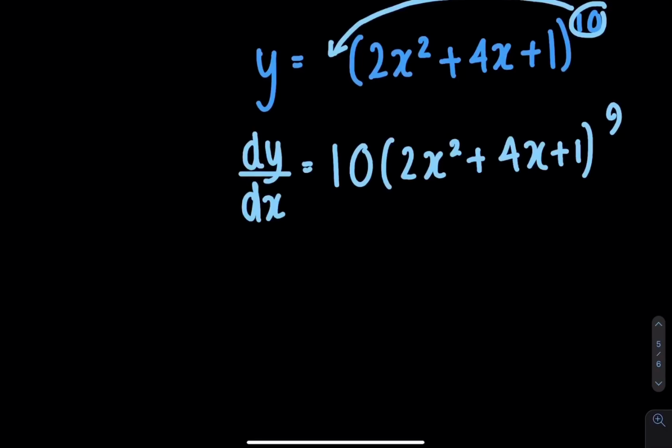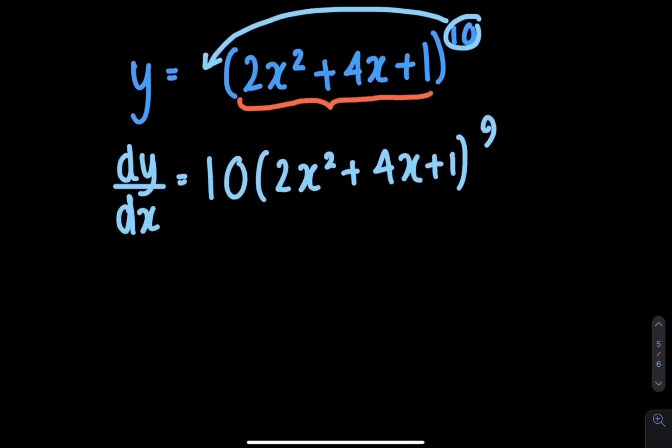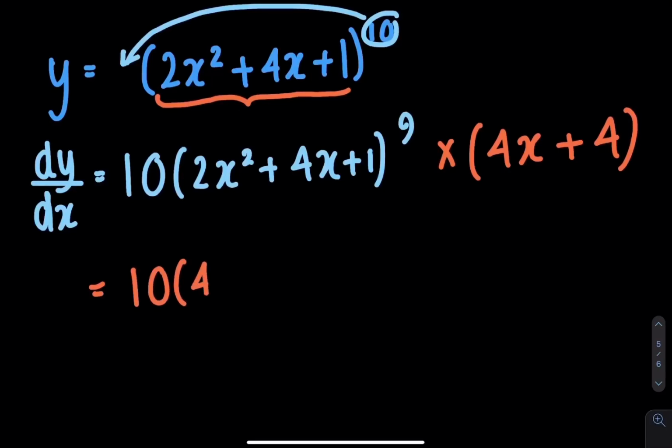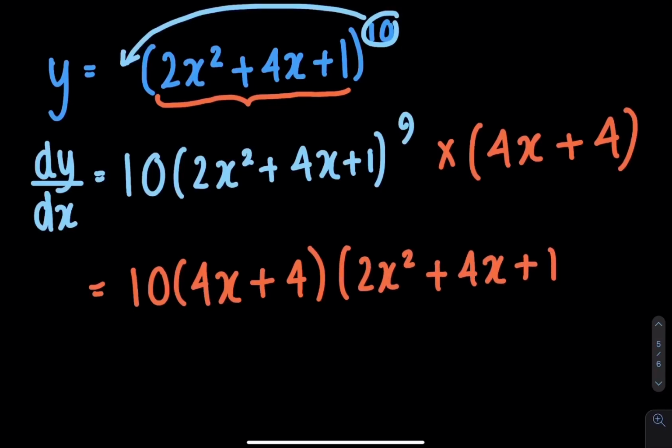So you're essentially treating all of this as just one x term. But then your final step to account for this is to differentiate the inside of that. So I would get 4x plus 4. And then simplify, so I'd have 10, 4x plus 4, and then 2x squared plus 4x plus 1 all to the power of 9. And that's your final answer.